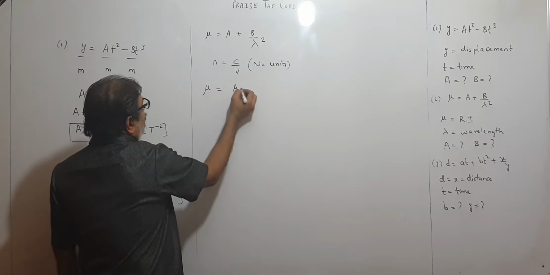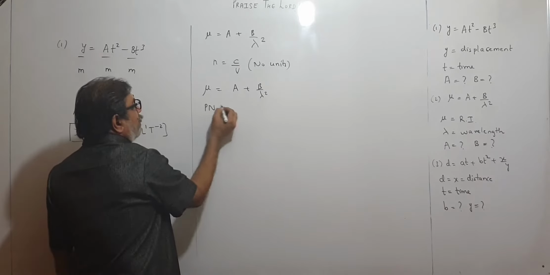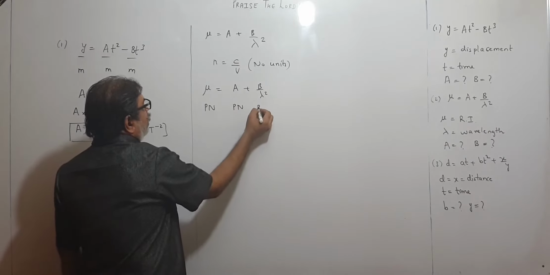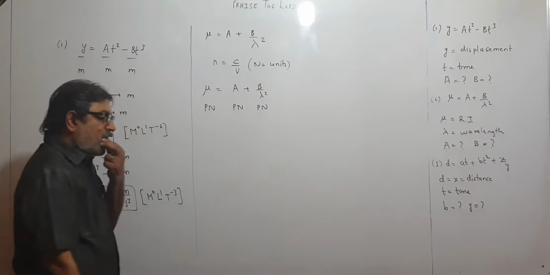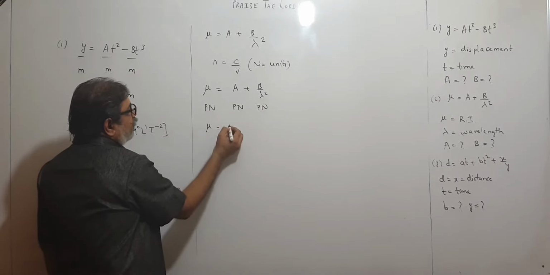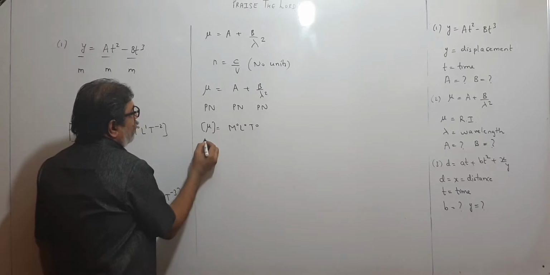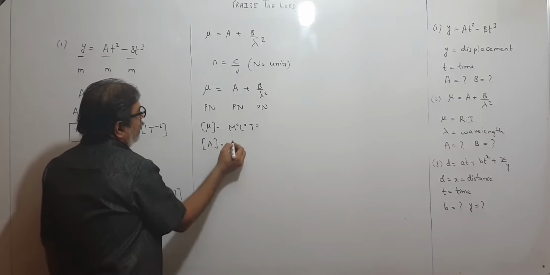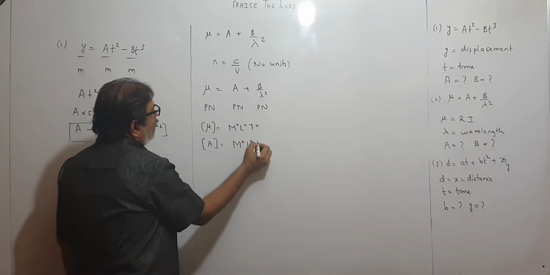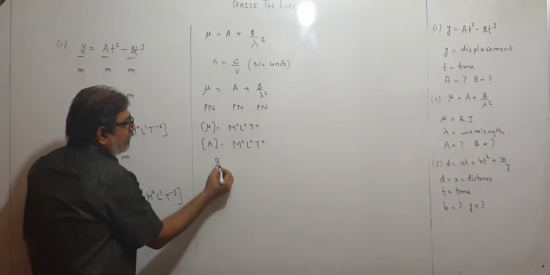So mu is equal to A plus B upon lambda square. This is a pure number. So this also is a pure number. This also is a pure number. So what are the dimensions of mu? Because it is a pure number, M0, L0, T0. What are dimensions of A? M0, L0, T0. Pure number. B upon lambda square is a pure number.